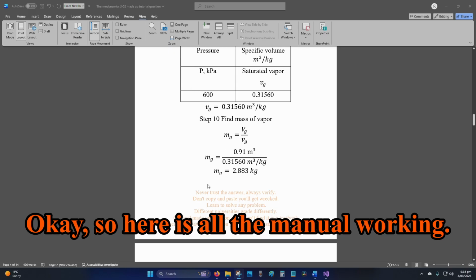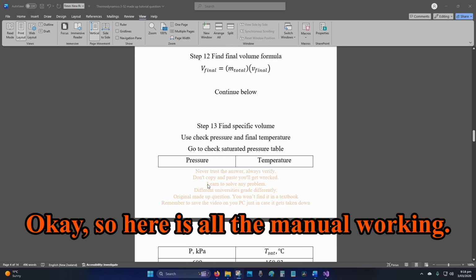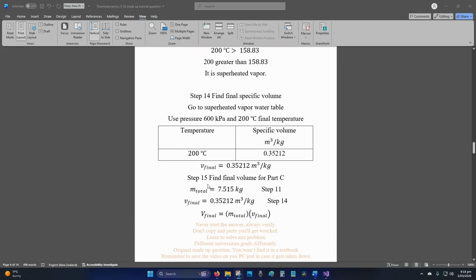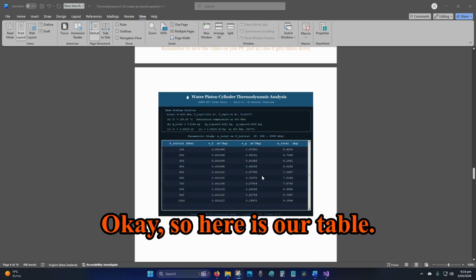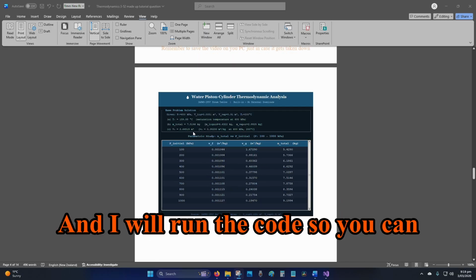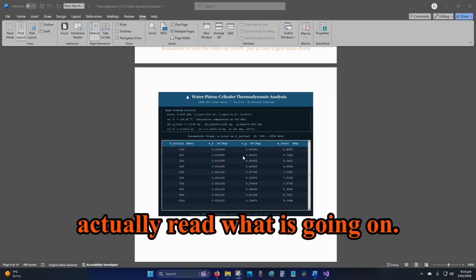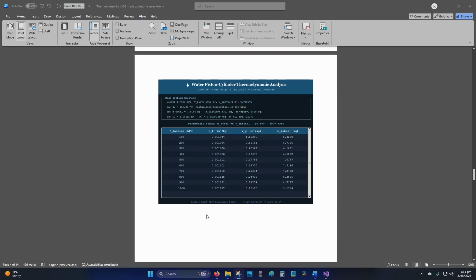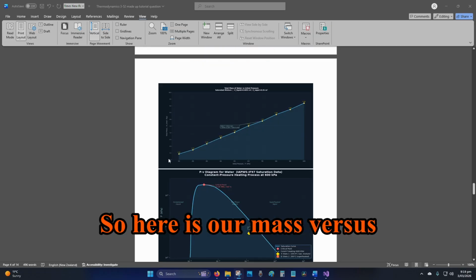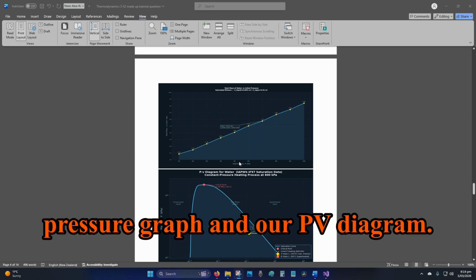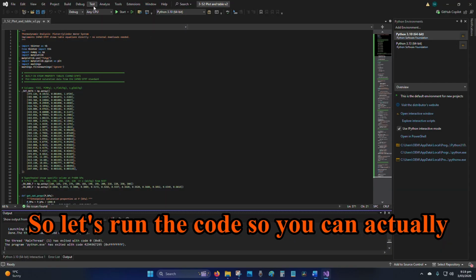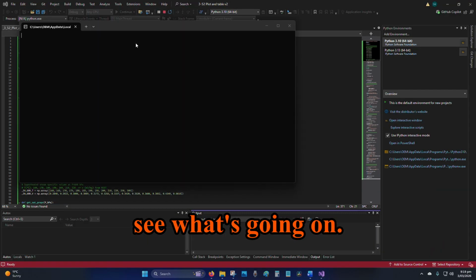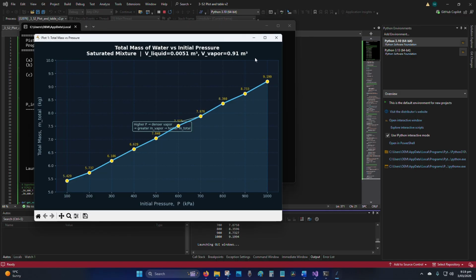Okay, so here is all the manual working, and here's the manually drawn PV diagram. Okay, so here is our table, and I will run the code so you can actually read what is going on. So here is our mass versus pressure graph and our PV diagram. So let's run the code so you can actually see what's going on.